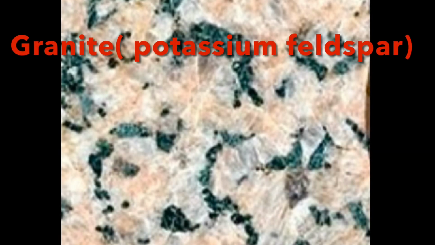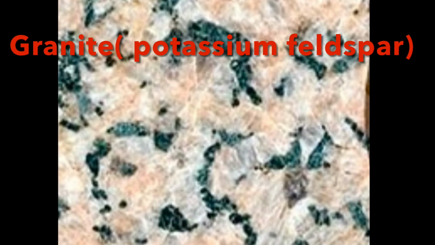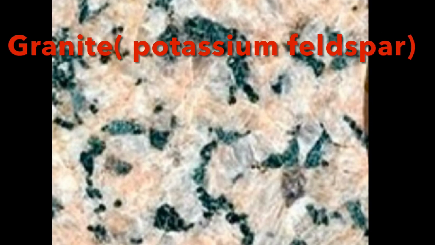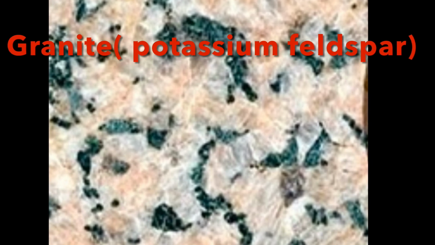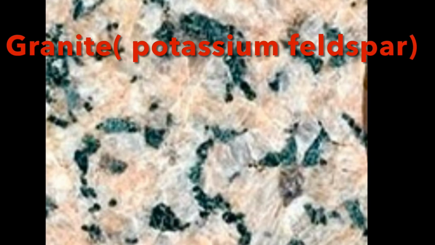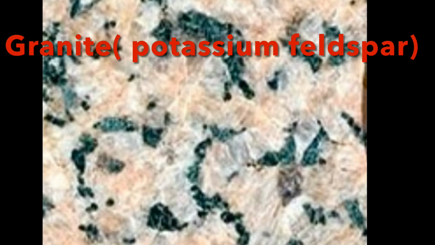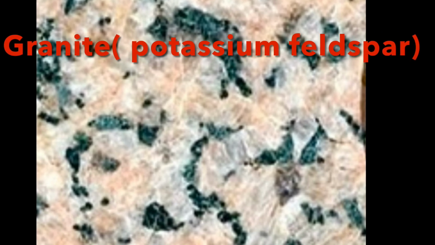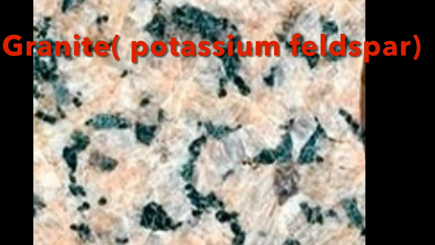This here is a rock that you probably know well. It is granite. And look at all that pink mineral in there. That pink mineral is potassium feldspar. Potassium feldspar is usually pinkish or orange or reddish when you find it in a rock. Sometimes it's white, but not as often.